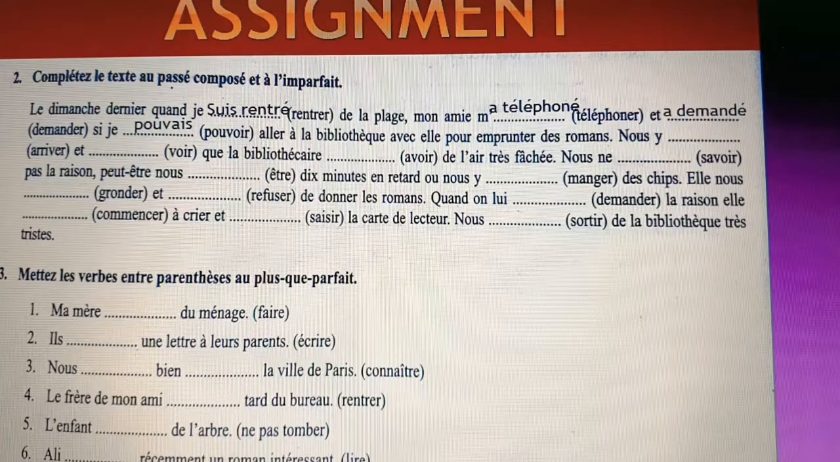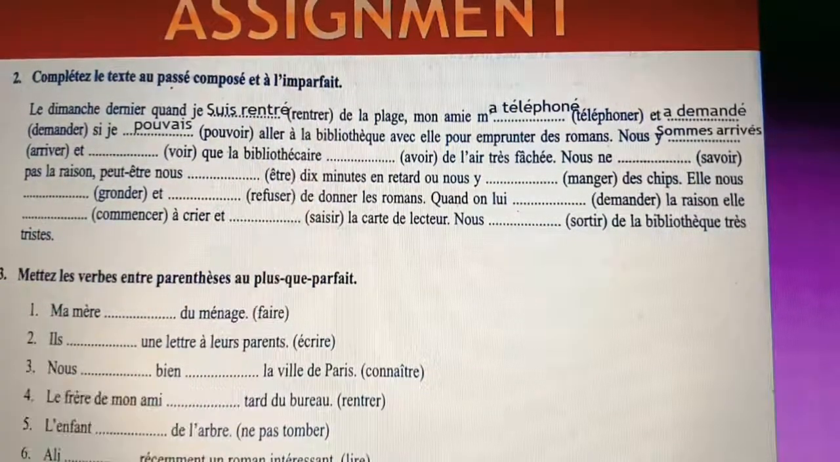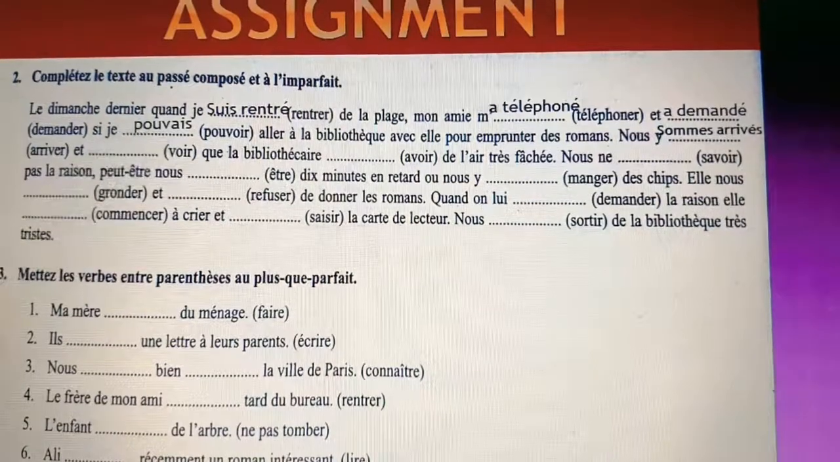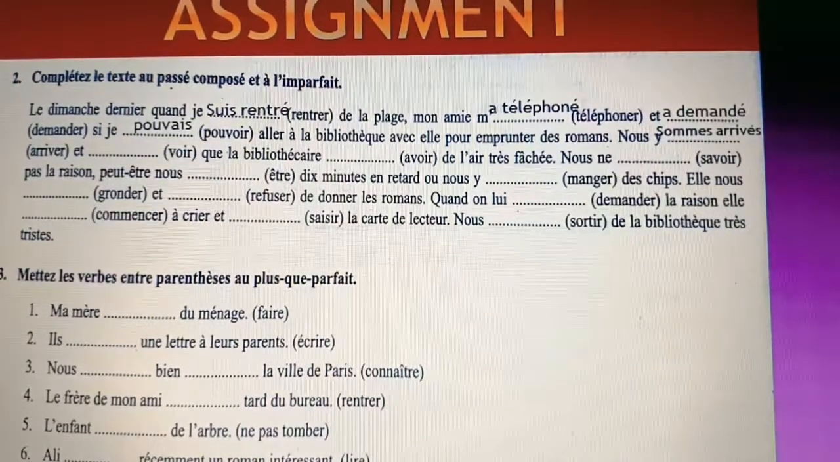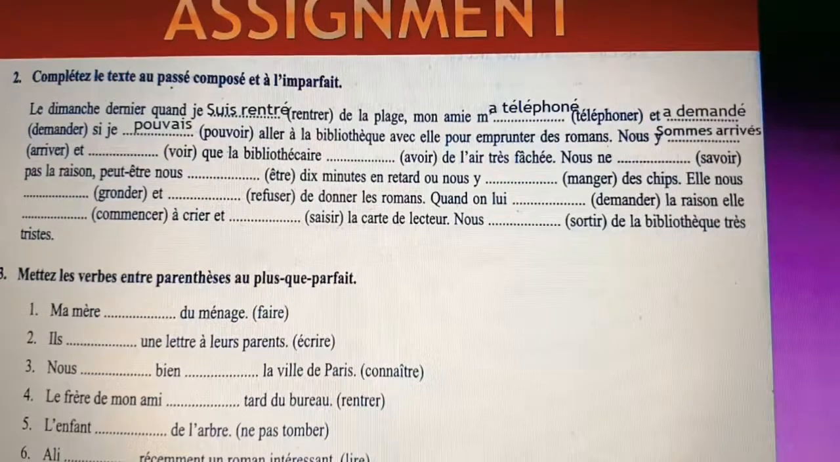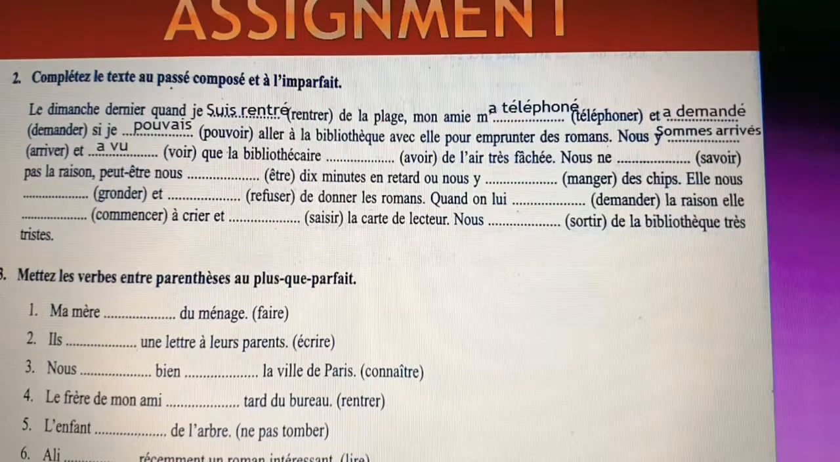Nous y arrivé. We arrived or we were arriving. Yes, arrived, one time action, terminated action. Nous y sommes arrivés. That y is the personal pronoun for, that's right, bibliothèque. Okay, à dash to see the librarian. So voir, that means one time action. Saw for the first time. Okay, a vu, that's it.